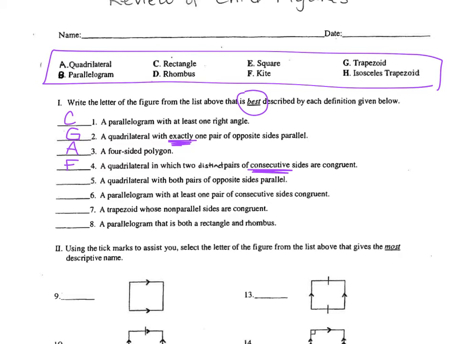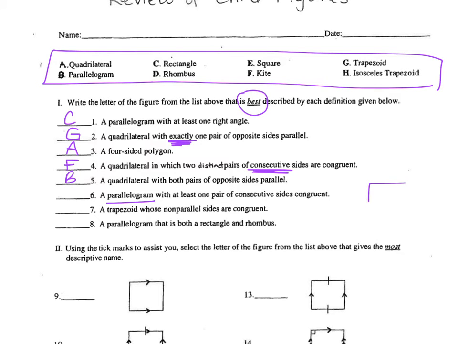A quadrilateral with both pairs of opposite sides parallel. Not polygon. Parallelogram, right? So yes, parallelogram. So number 6, this one gives you a good detail here. It says it's a parallelogram, so that rules out which ones? Kite, trapezoid, isosceles trapezoid, right, are not going to be parallelograms.